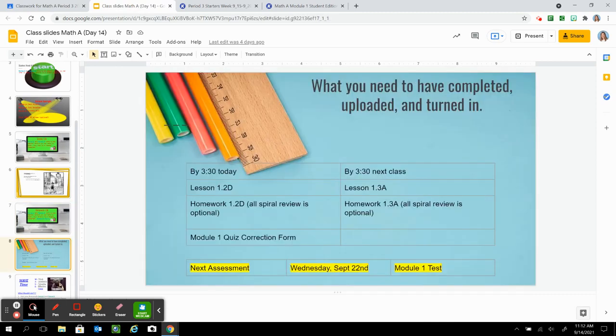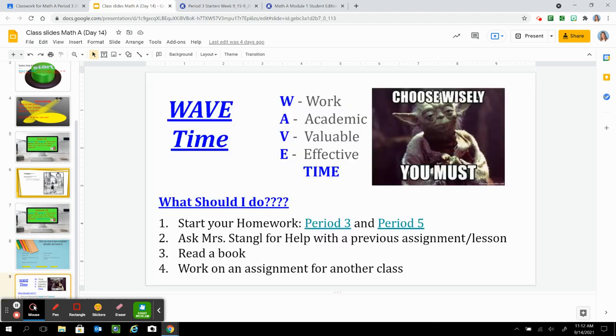Just as a reminder, what's due today by 3:30 is our lesson and homework from Monday, 1.2D. Your Module 1 quiz correction form, that's 2 points extra credit if you get a parent signature and you complete all your corrections. So make sure that's turned in today before 3:30. And then by Friday at 3:30, you need to have turned in your lesson and your homework 1.3A. Just a heads up, next Wednesday, September 22nd, you have a Module 1 test. So right now, you're going to be working on homework 1.3A during your wave time for the rest of the period.